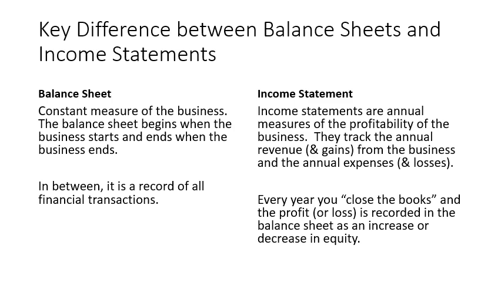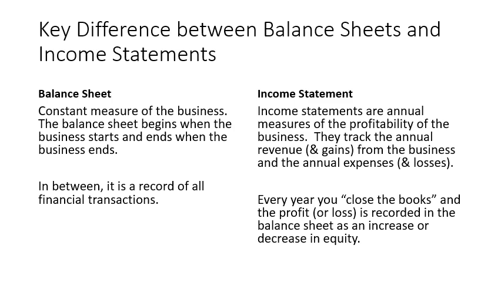Income statements, on the other hand, are annual measures of the profitability of the business. They track the annual revenue and gains from the business and the annual expenses and losses. So every year you do what's known as closing the books, and the profit or loss is recorded on the balance sheet as an increase or decrease in equity. And your income statement then goes back to zero at the beginning of each year. So balance sheets are just ongoing, eternally until the business ends.